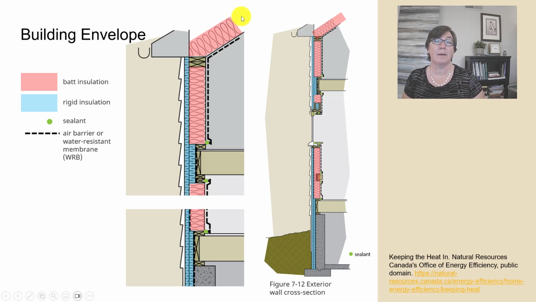An important part of sealing your building envelope is also sealing it against drafts and air movement, right? Because that's another way that heat can leak out of your building. And so we have an indication of an air barrier or a water resistant membrane. It's different in different locations on this drawing. It's a dark dashed line.